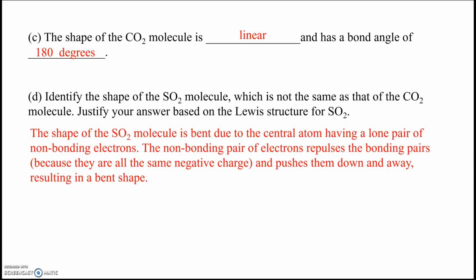All right, now we want to identify the shape of the sulfur dioxide molecule, which is not the same as the carbon dioxide molecule. On first glance, you might think that it would be, but we can justify our answer based on the Lewis structure for sulfur dioxide. And it's bent, and the reason that it's bent is because the central atom, which is sulfur in our case, has a lone pair of non-bonding electrons. And these non-bonding electrons, they push away the bonding pairs because they're all the same negative charge, and that pushes them away and down, and that results in a bent shape, which looks like this.